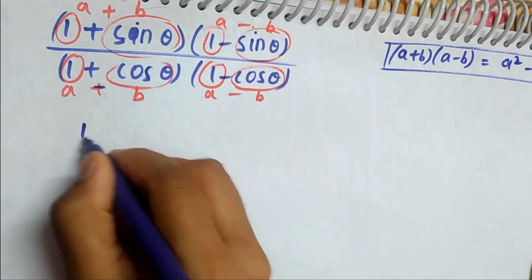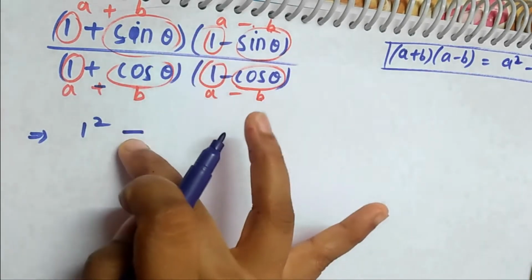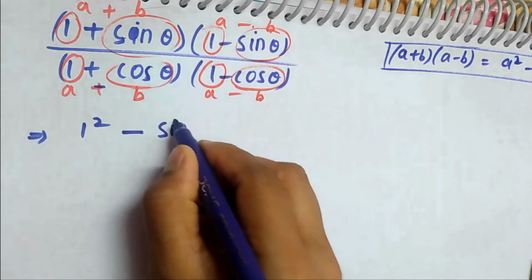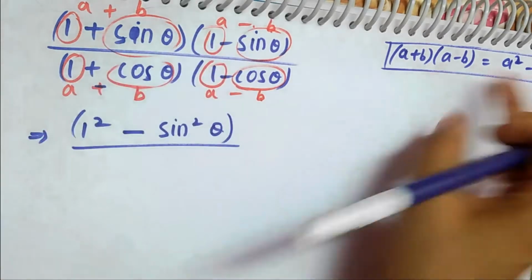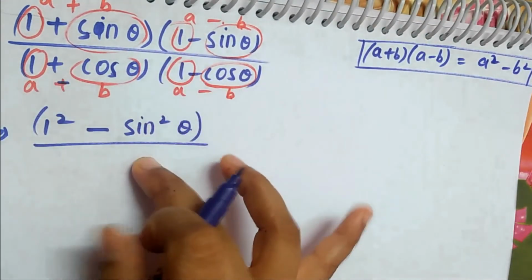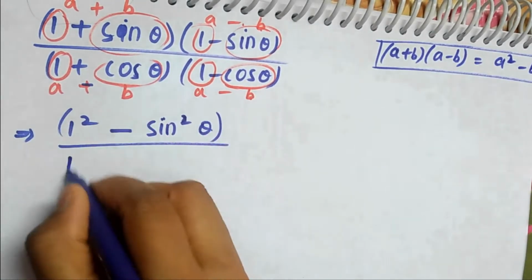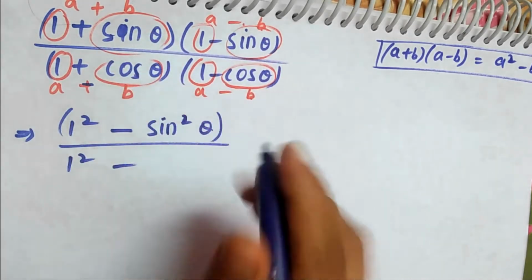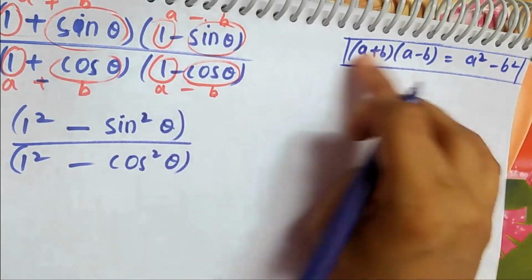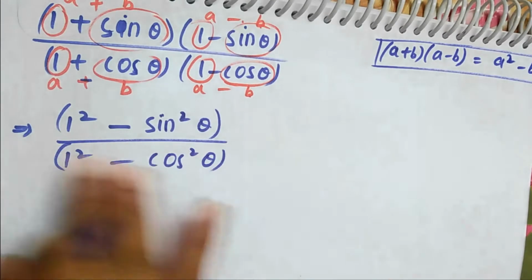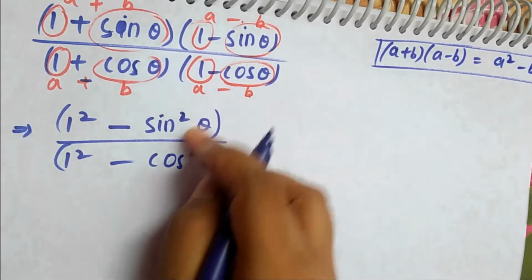It's nothing but 1 square minus sine square theta. Did we get that? Replacing with the formula, we are getting this, right? Isn't it easy? Understandable? The same thing applies down: 1 square minus cos square theta, applying this formula of a square minus b square is equal to a plus b into a minus b. Now the only simple thing we need to do here is just substitute the values of sine and cos.